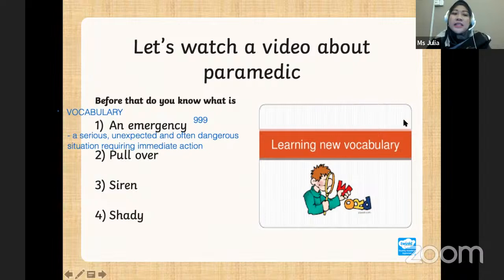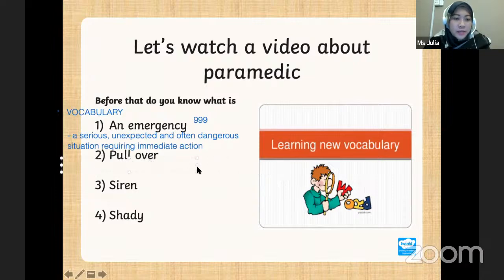Next, number 3, siren. Any idea what siren is, Yahan? The emergency alert, the sound. Okay, very good. So it's the light and the sound together. You see it on top of the ambulance or on top of the police car. Okay. Next, number 4. Shady. Shady is the place that is not dark, or the place that has a cover or shelter, a shaded area. Okay, good. So now teacher will continue writing, then you can continue also.